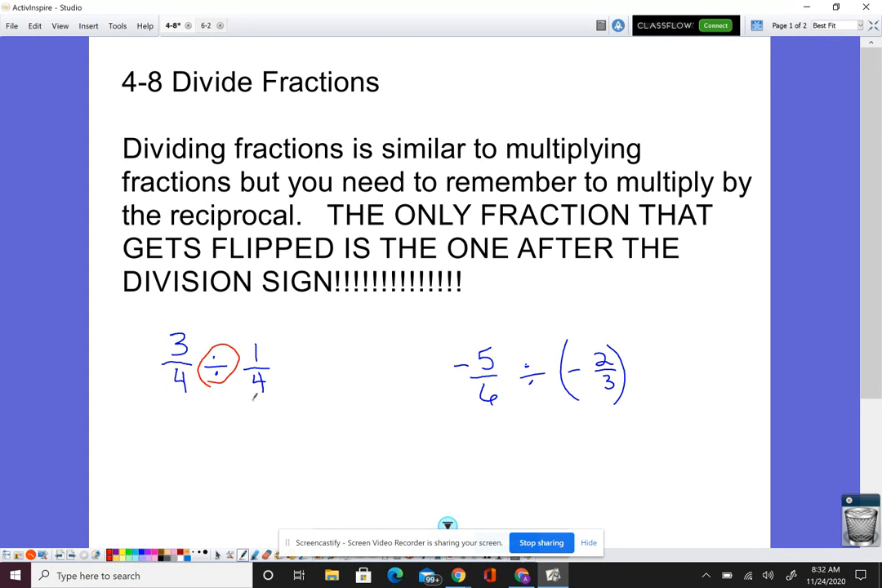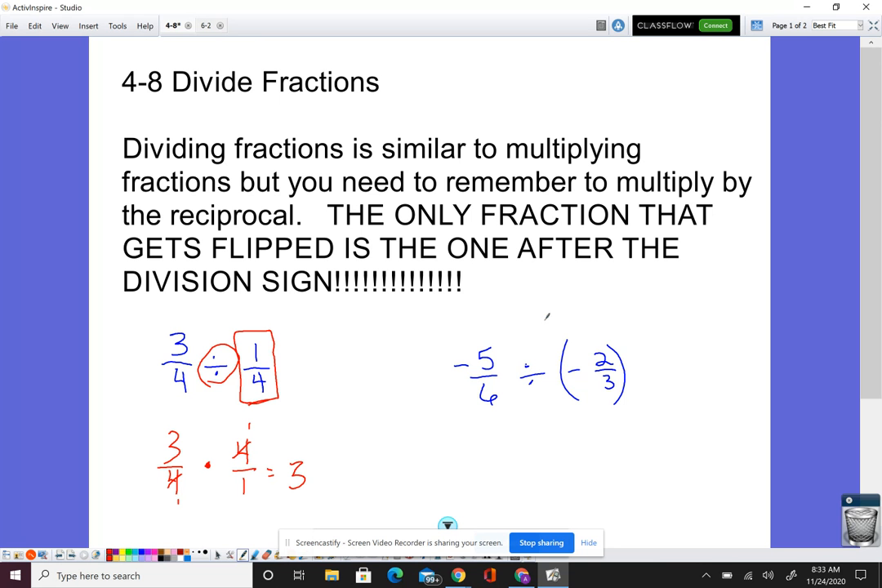So when we're dividing fractions, we look at that division sign, and this is the fraction that is going to get flipped. That's the only one. So the 3/4 stays as 3/4. We change the division sign to a multiplication, and we flip the 1/4 to be 4/1. Once we do that, we can then reduce down between numerators and denominators. 4 goes in there once, 4 goes in there once. So those both cancel each other out, and we're left with a final answer of 3.